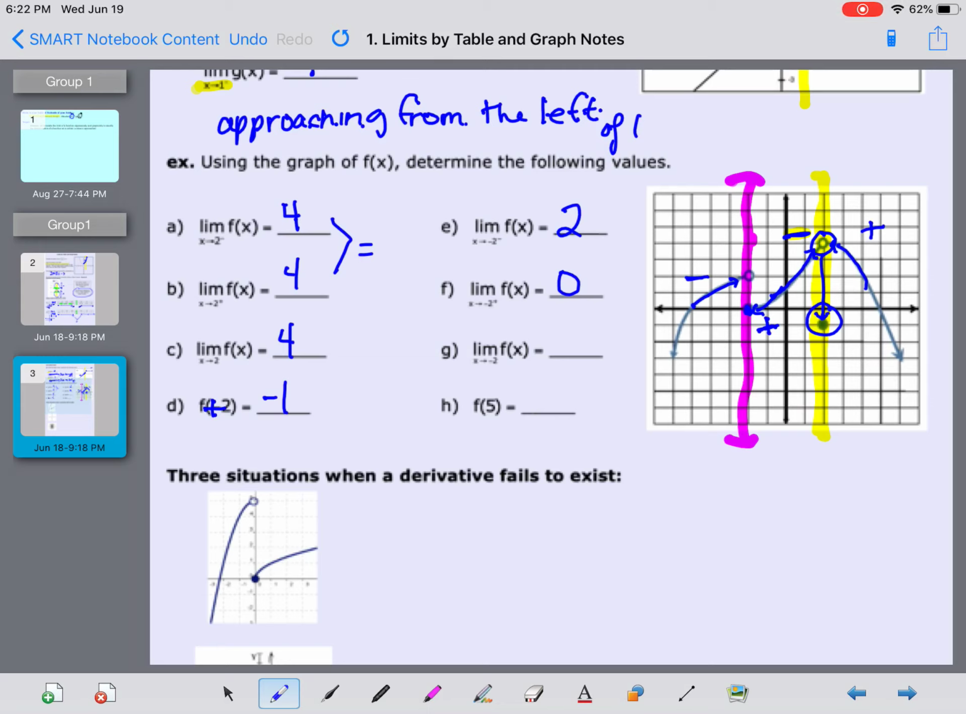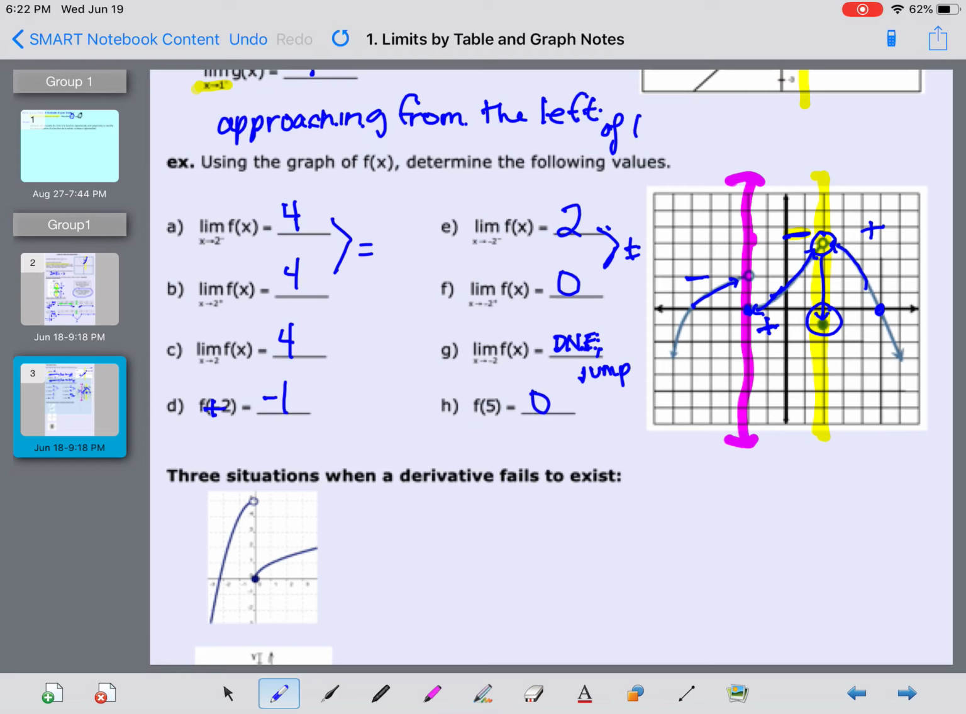The -2 without a symbol means I'm approaching from both sides. Because these two are not equal, that means that this limit does not exist. The reason is that there is a jump discontinuity. And then the last one, f of 5, that's over here, and that's 0. So hopefully you got that.